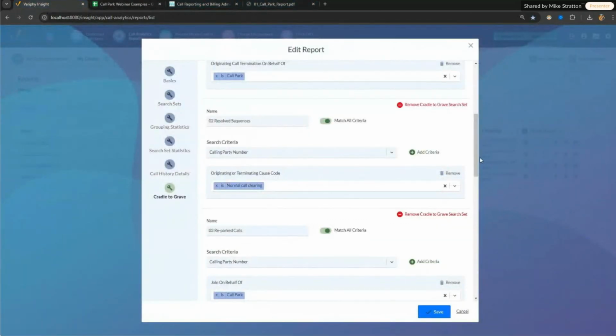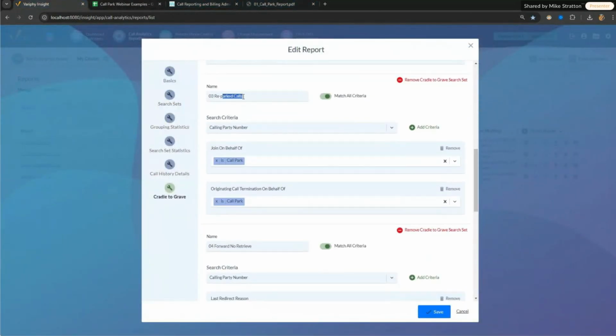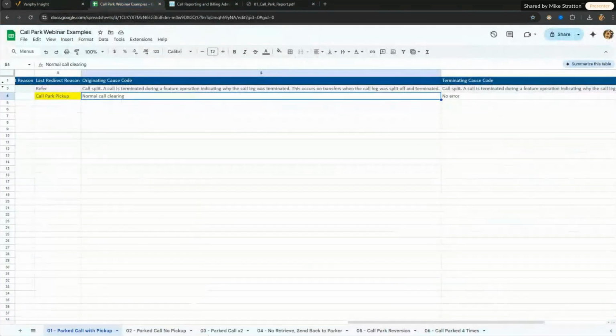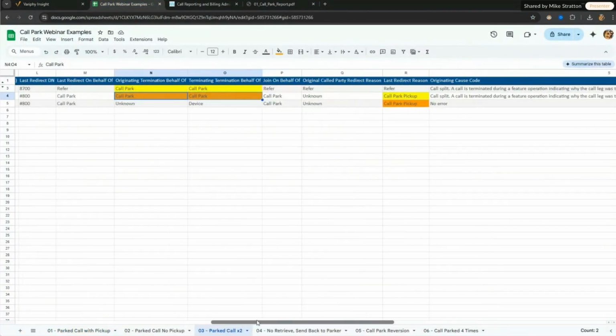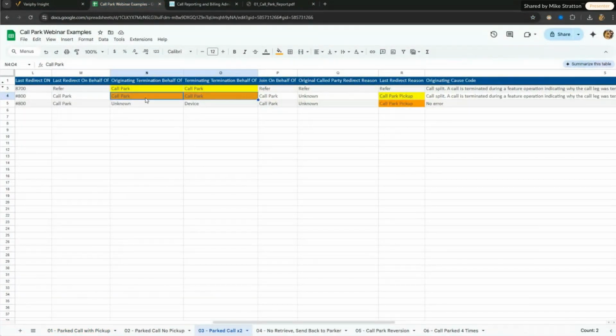And then going down, repark calls. So that's looking at calls where the join on behalf of is call park, the originating termination on behalf of is call park. So looking at the call park twice, I decided to go with call park in one of these 2 fields, and then also the join on behalf of is call park. That way, with either one of these 2 or all 3 fields being call park, we're seeing that it was truly reparked, ignoring the reason why it was retrieved in the first place.